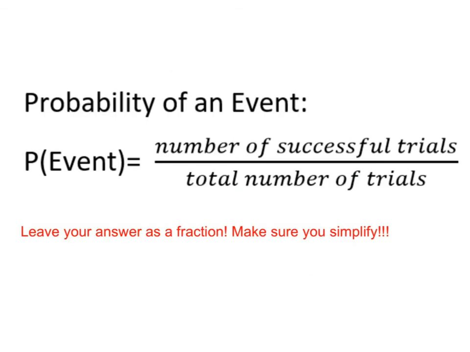Now, in order to determine the probability of an event, the probability of an event is the number of successful trials over the total number of trials. And in the case of what we're doing today, you're always going to leave your answer as a fraction and make sure you simplify it so it's a fraction in simplest form.